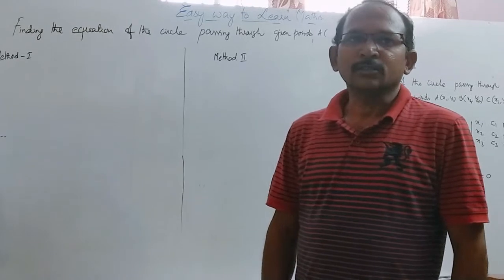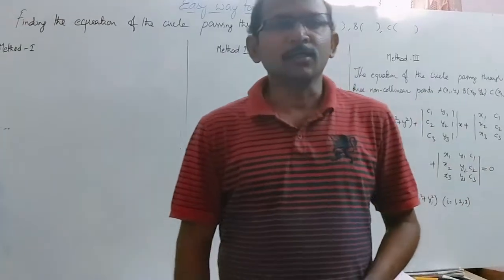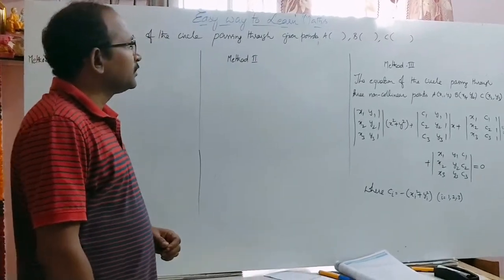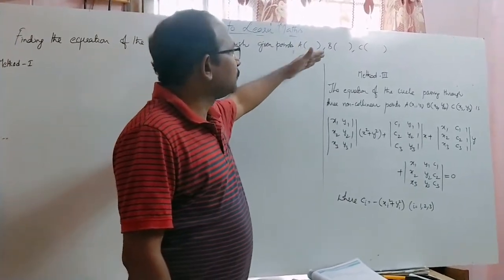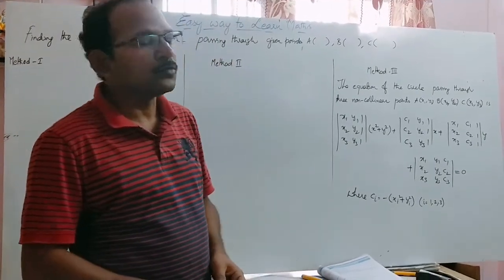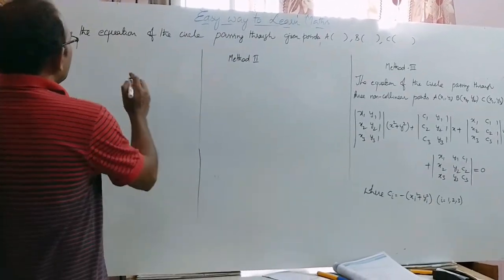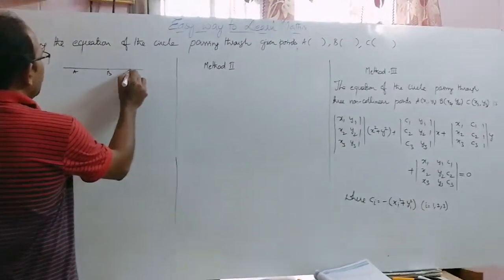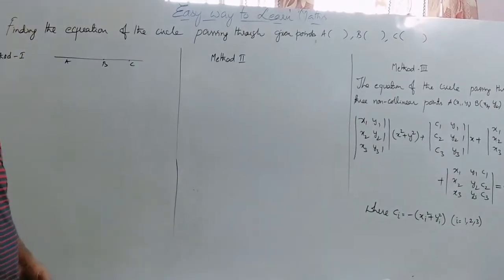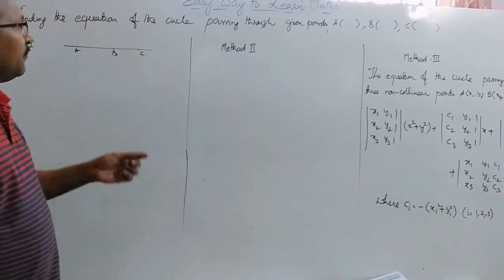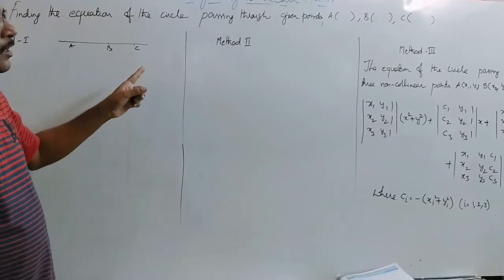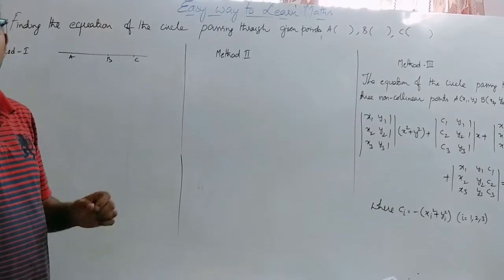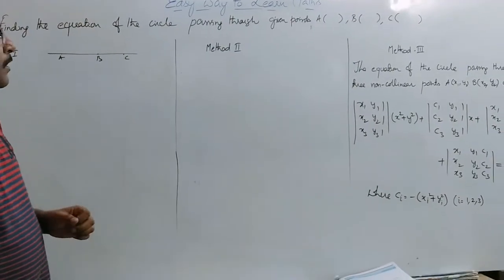In this session, we will discuss how to derive the equation of the circle passing through given points. Here, the basic condition is that the 3 given points must be non-collinear. Non-collinear means that if they are collinear, they are on the same line, A, B, C. If they are collinear, then it is not possible to draw a circle. That's why the 3 points must be non-collinear points. Then only you can draw a circle.